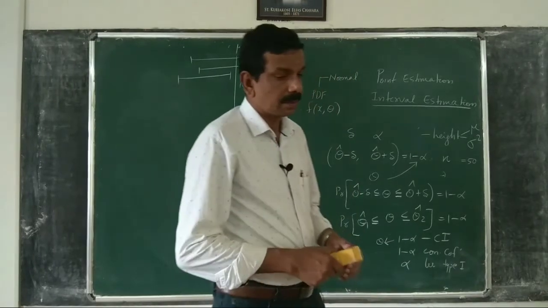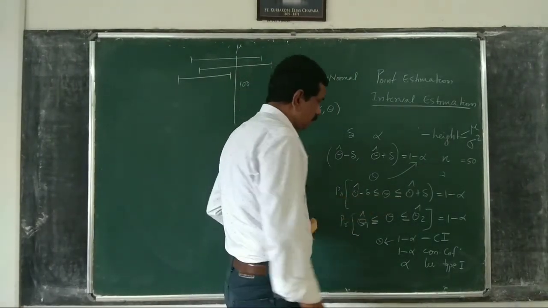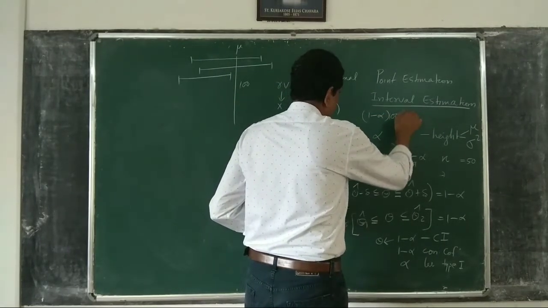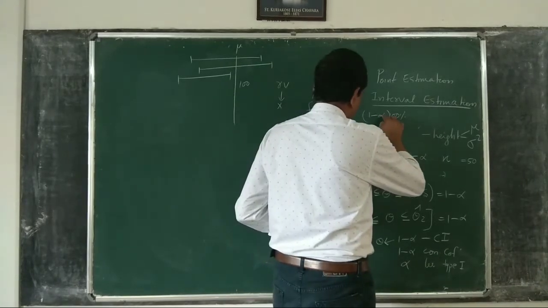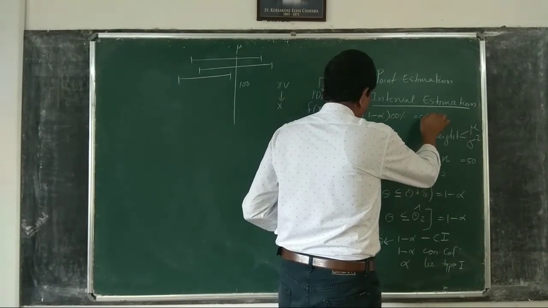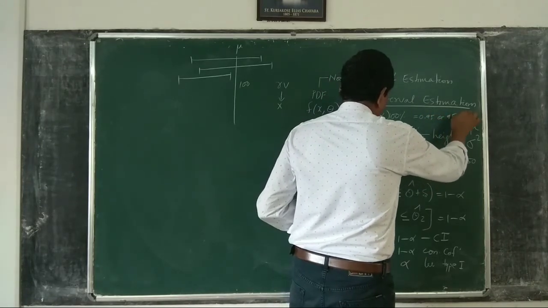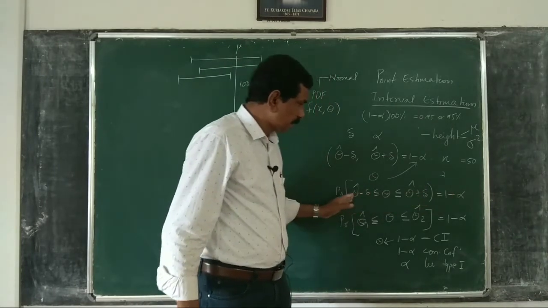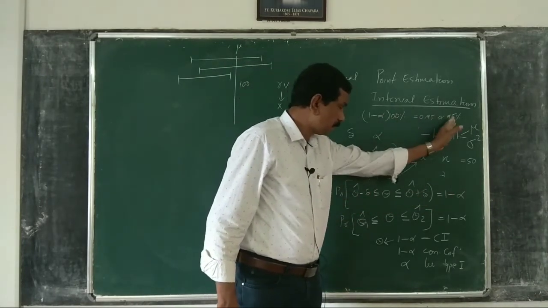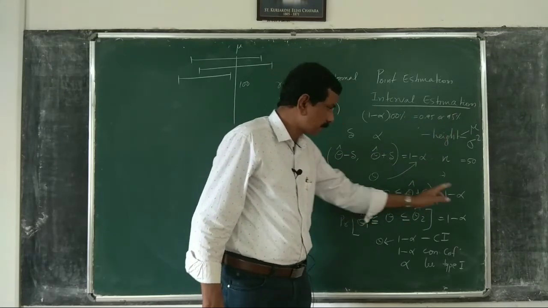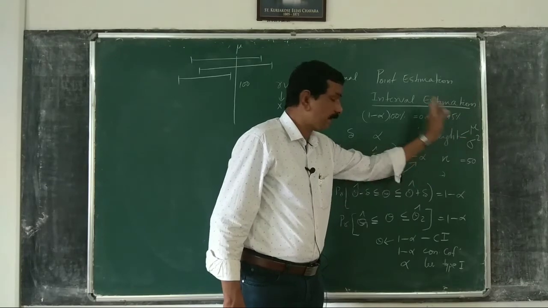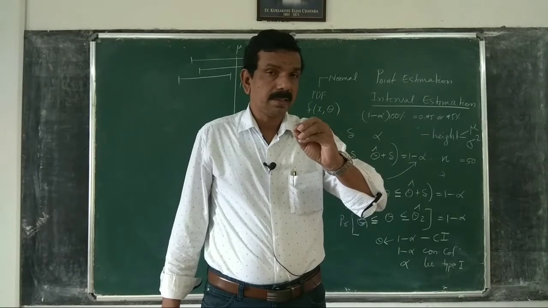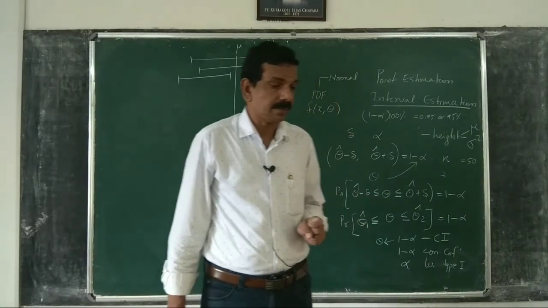And for example, if we generally express 1 minus alpha in percentage terms, so 1 minus alpha into 100%. So if 1 minus alpha is 0.95, this is equal to 95%. If alpha is 5%, for example, the probability that this interval will include the true parameter is 95%. Now, remember the interpretation of confidence interval very carefully.